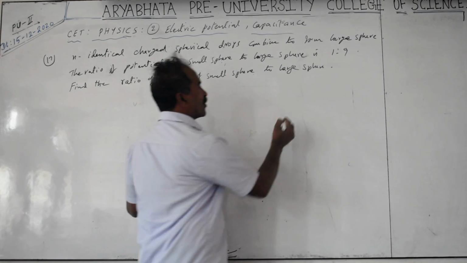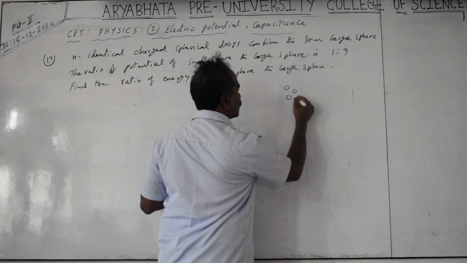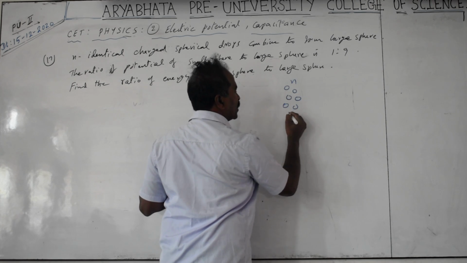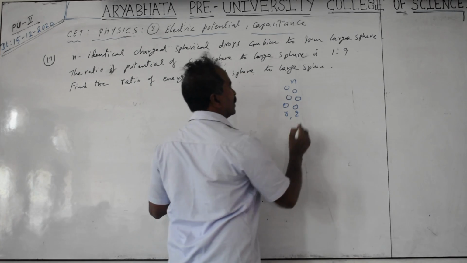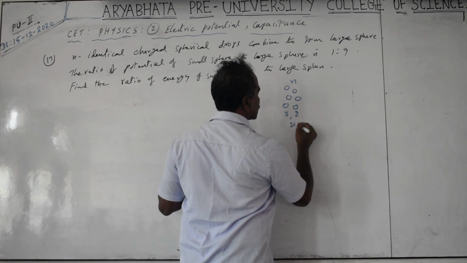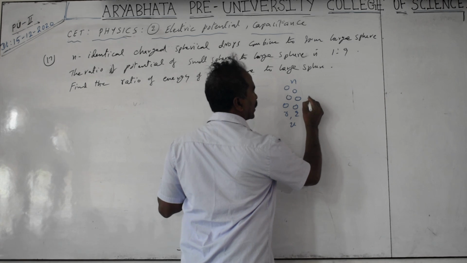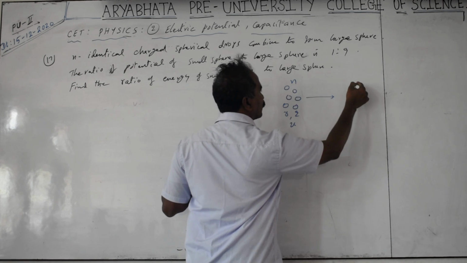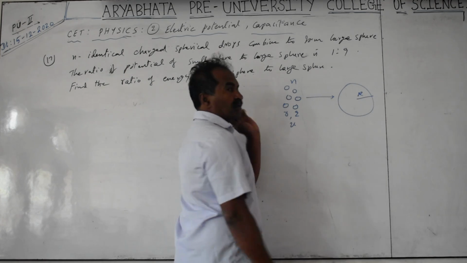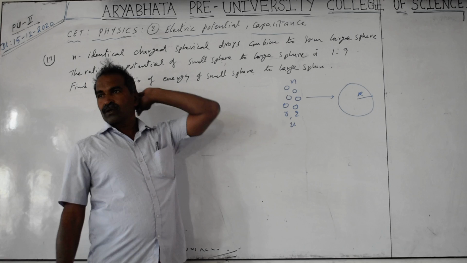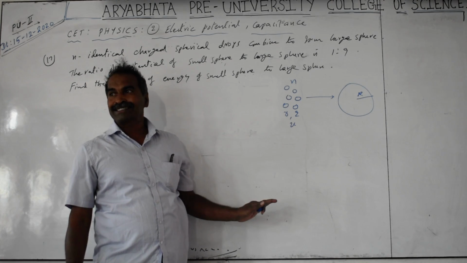These are small droplets, all identical, n in number, each with radius small r and charge small q. They combine, and I will take the energy as small u or u naught. They all combine to form a big sphere of radius R. Total charge is conserved, and volume is also constant.